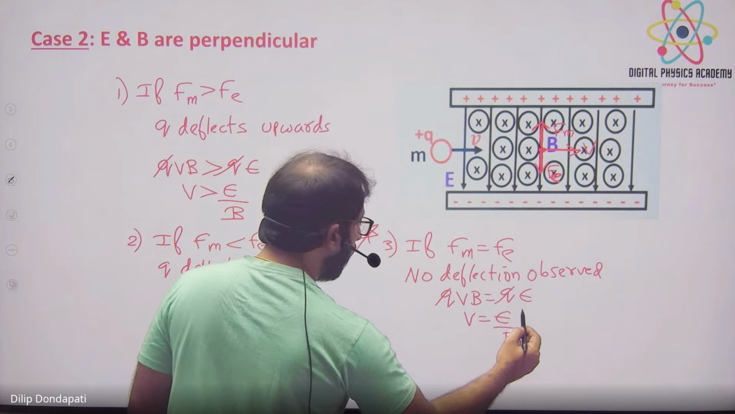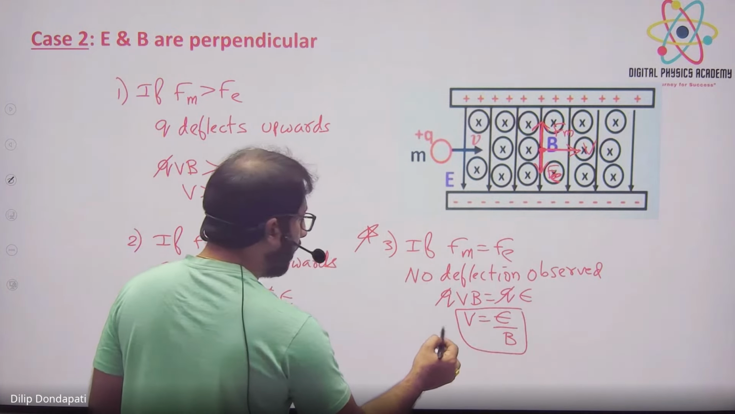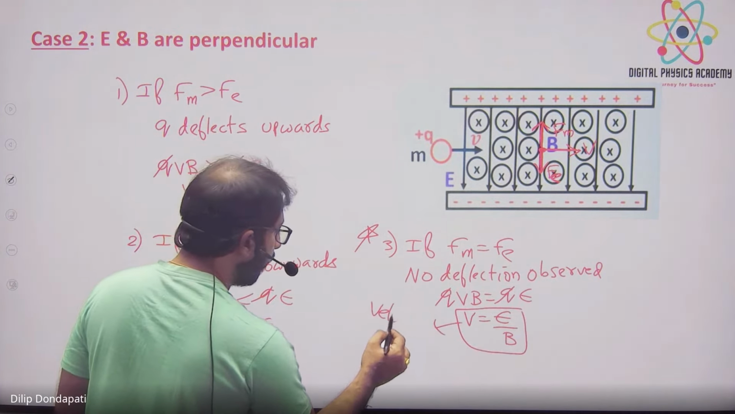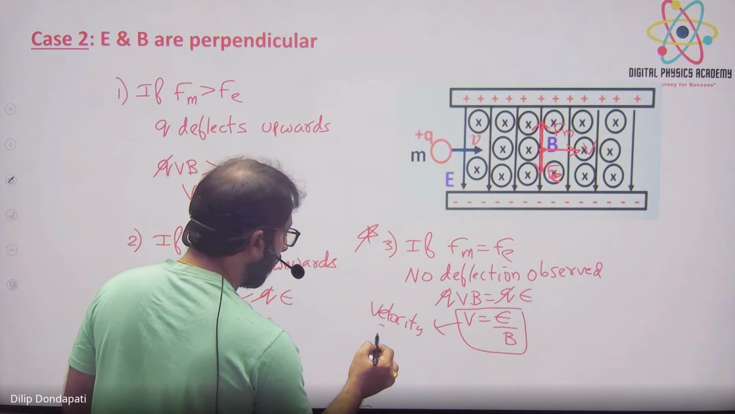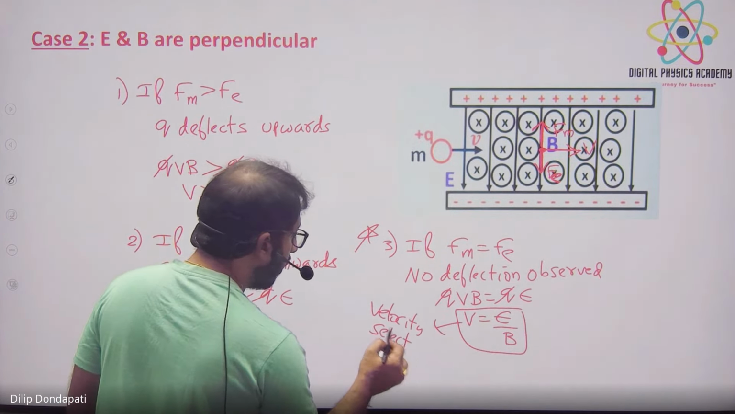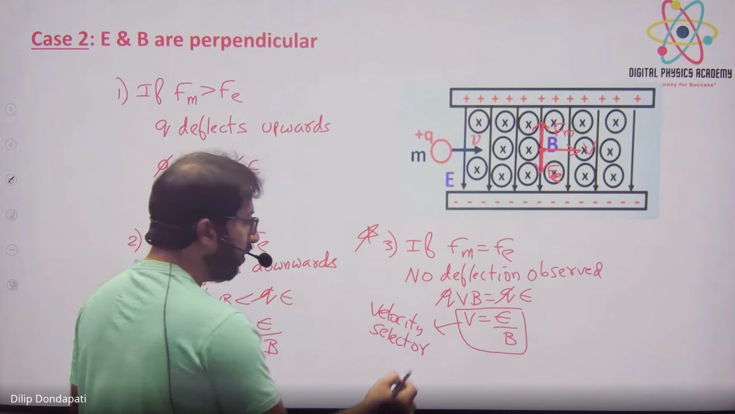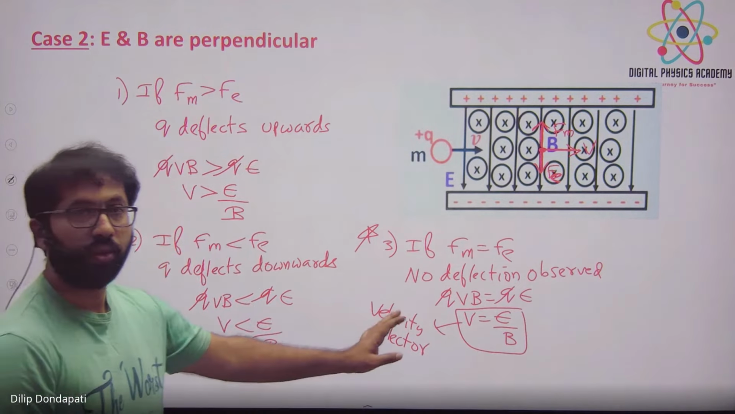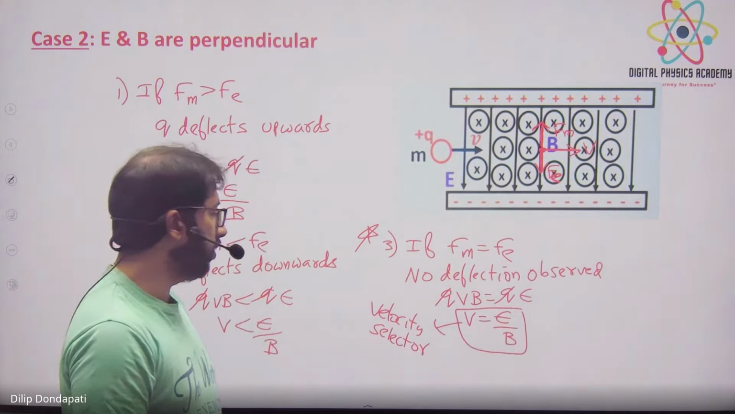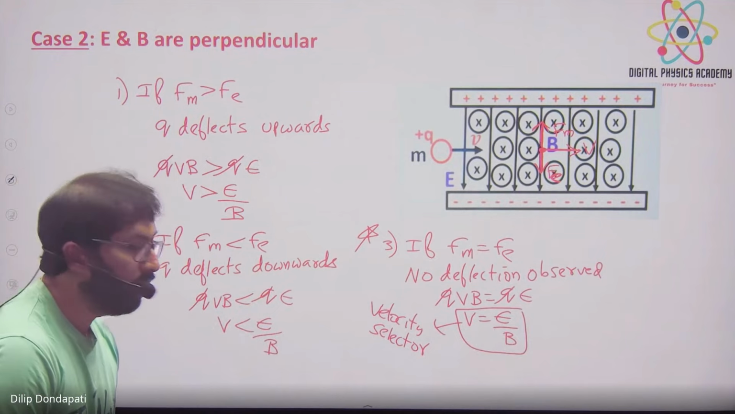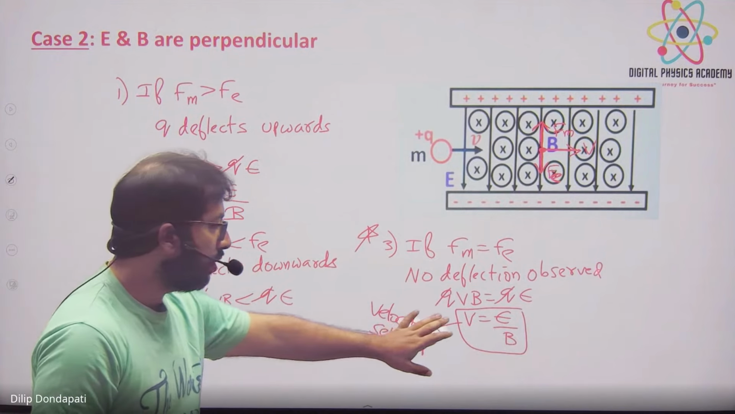Very important one. V is equal to E by B, and this is nothing but a velocity selector. For this topic, only these things they will teach now; otherwise they can skip. But V is equal to E by B is needed to understand the velocity selector. So what does velocity selector mean? Velocity selector is very important. V is equal to E by B.